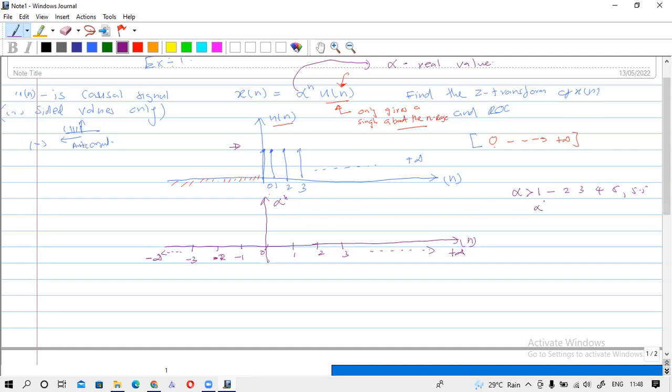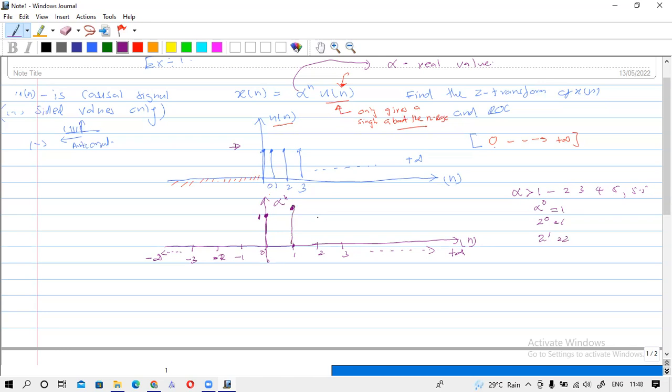Any value to the power 0 is equal to 1, so this will be 1. Our first sample, the 0th sample, will be 1. Let's say alpha is greater than 1, that is 2. Then the first point is 2^0, that is 1. If it is 2^1, that is 2, so it is greater than this value. So it will be like this.